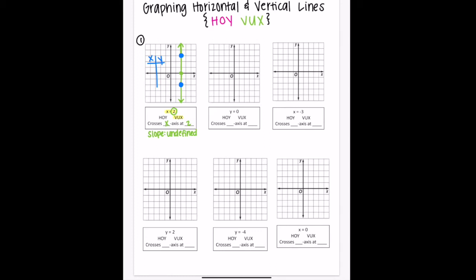So this would be the point 2, 3, and this would be the point 2, -2. Okay, so let's say we have these 2 points in our table, and we want to find the change in y over change in x.